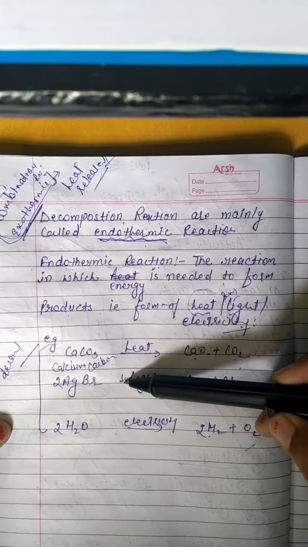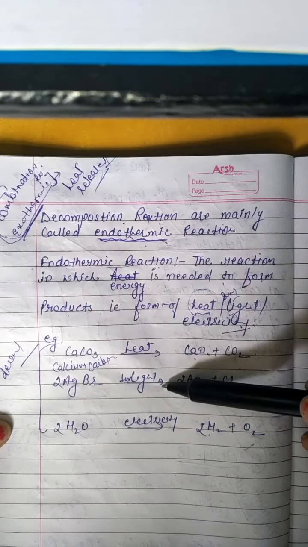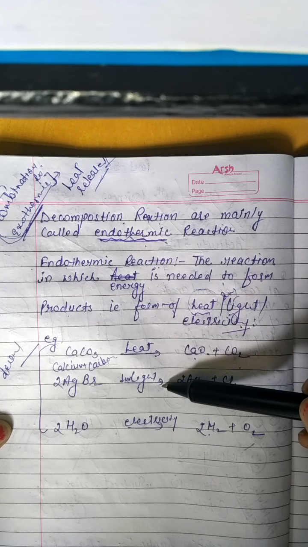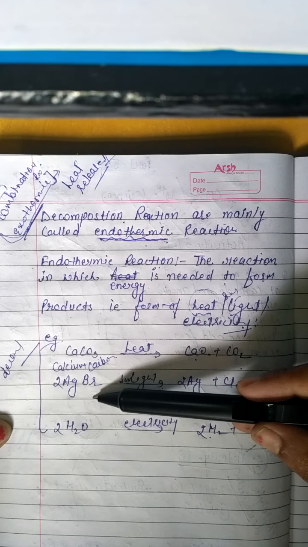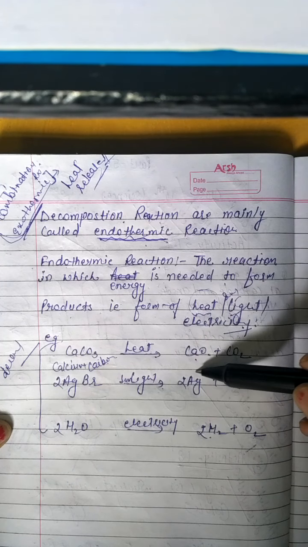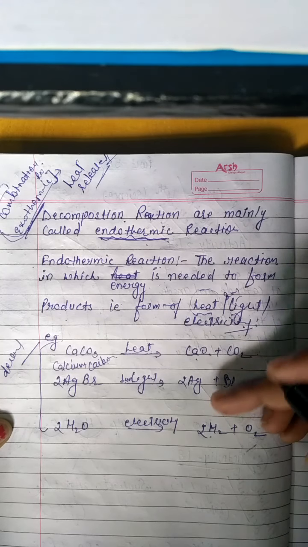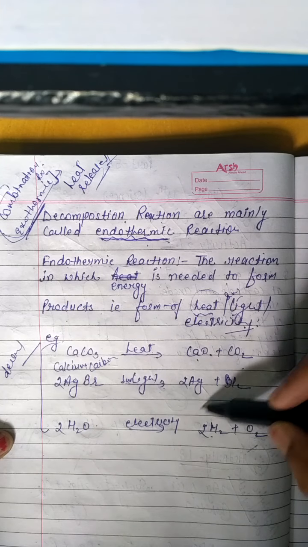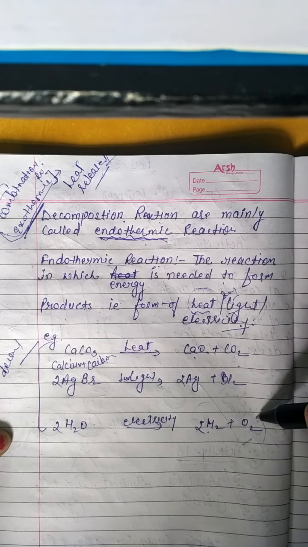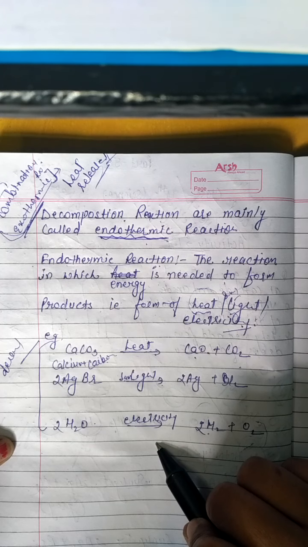Next one is silver bromide. Silver bromide is also an example of a decomposition reaction. Which type of decomposition is this? Photolytic decomposition. It is also an example of an endothermic reaction, in which silver bromide breaks down to form silver and bromine. Next is the water molecule. The water molecule breaks down into hydrogen gas and oxygen gas. So it is an example of an endothermic reaction and also an electrolytic decomposition reaction.